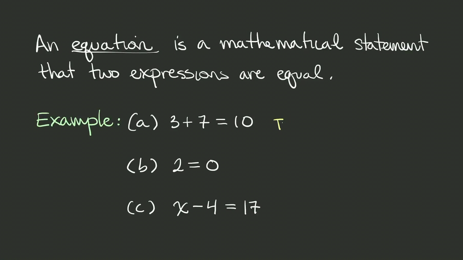this equation is true. In part B, we have 2 equals 0. This is an equation. It is a mathematical statement that two expressions are equal, but it's false. So an equation can be either true or false.